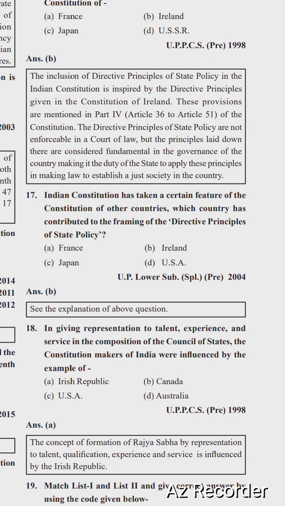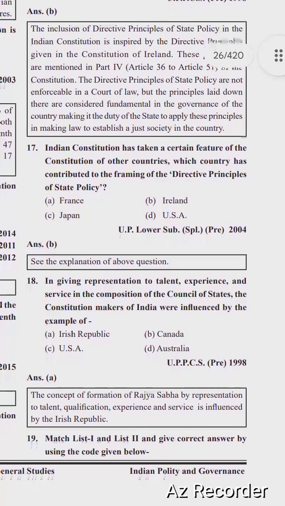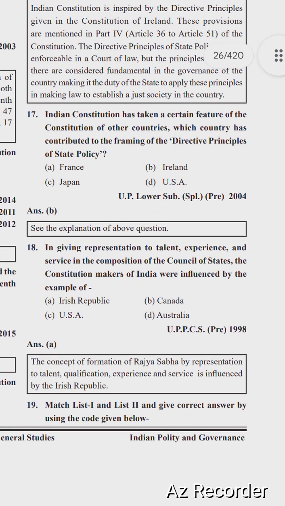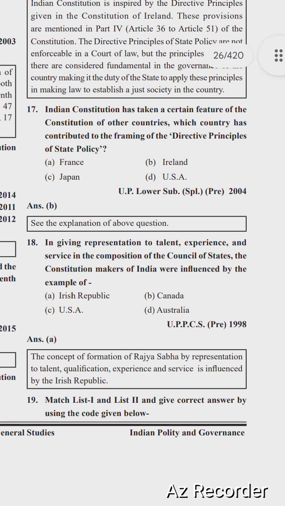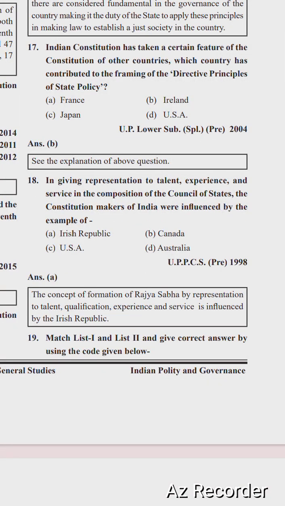Next question is, Indian constitution has taken certain features from the constitutions of other countries. Which country has contributed to the forming of the directive principles of state policy? Options are France, Ireland, Japan and USA. Right option is option number B, Ireland. The Indian constitution has taken certain features from the constitutions of other countries. Right option is option number B, Ireland.